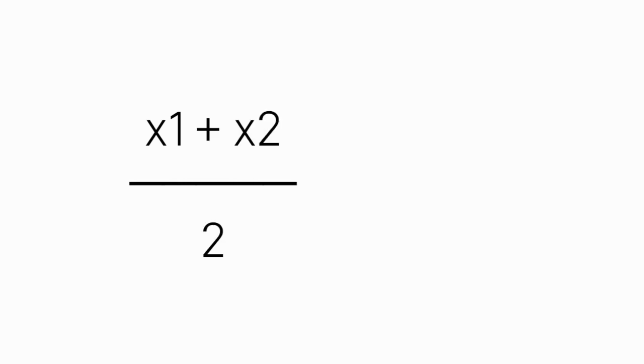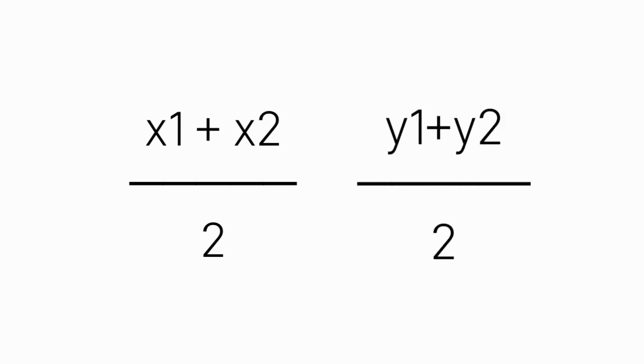Next up is midpoint in a Cartesian plane. First, to get the x-coordinate of the midpoint, you have to add x sub 1 and x sub 2, then divide the sum by 2. Then do the same with the y-coordinates.